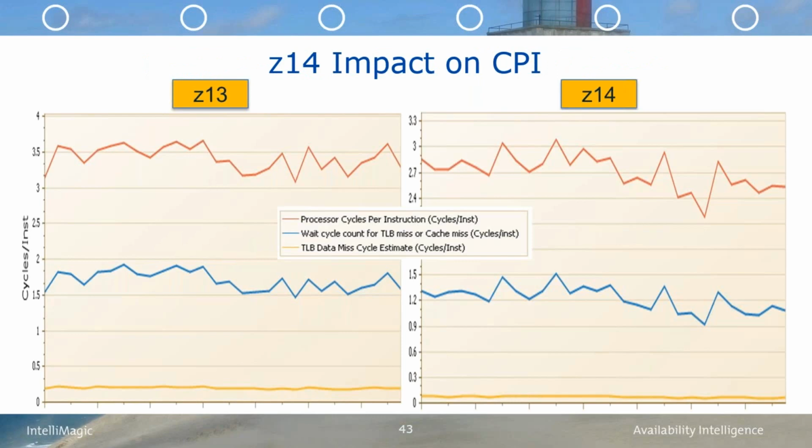Continuing the story of the very positive impact of the Z14, here we see total CPI, the red line, estimated finite CPI or waiting cycles, the blue line, and the TLB miss cycles in yellow. The story here is the change in scale. The CPI went from around 3.5 on the Z13 to under 3 on the Z14, with corresponding decreases in the other two metrics.